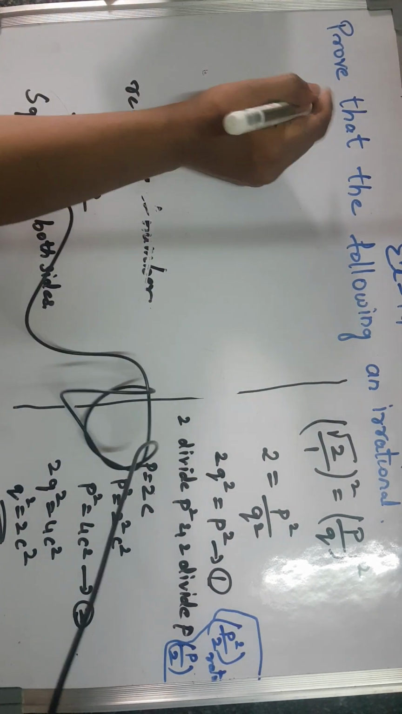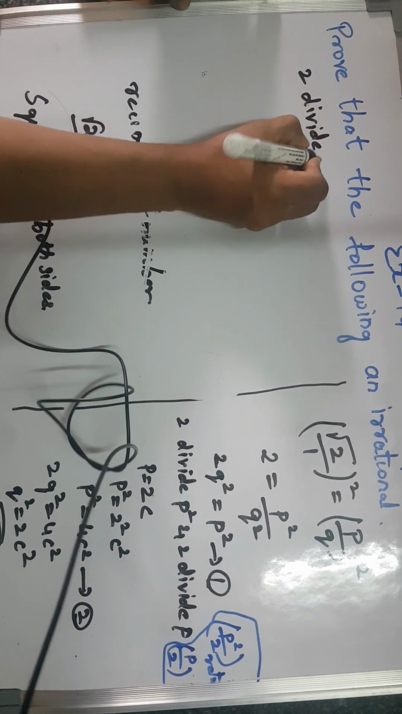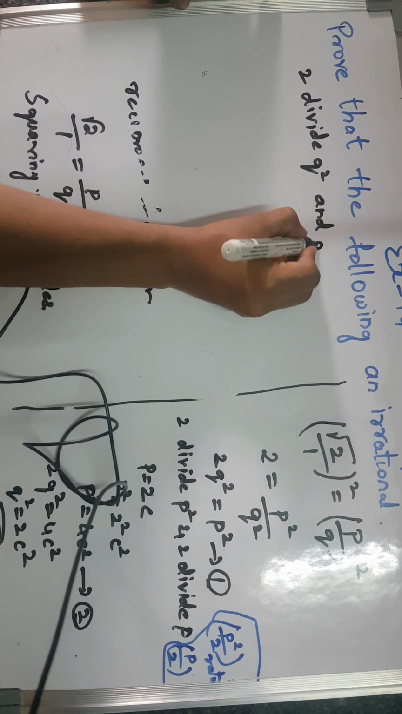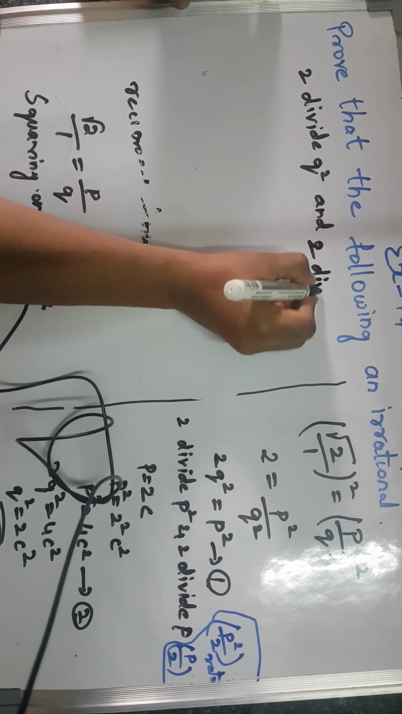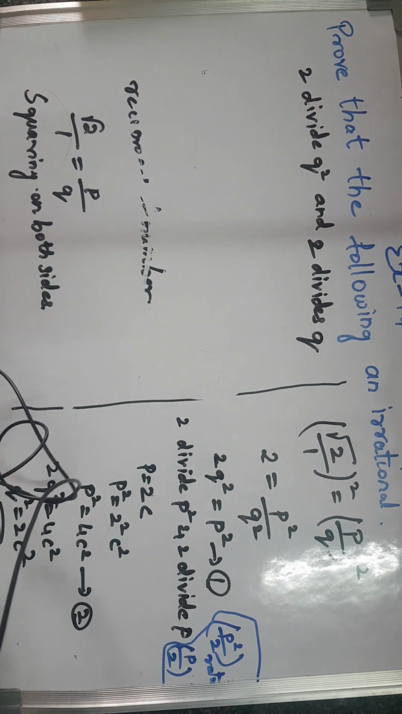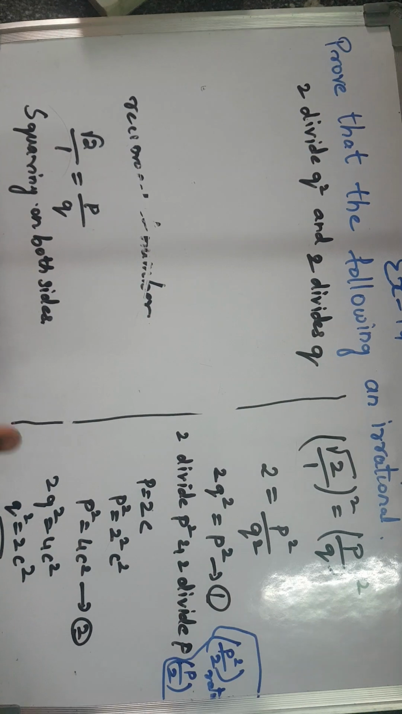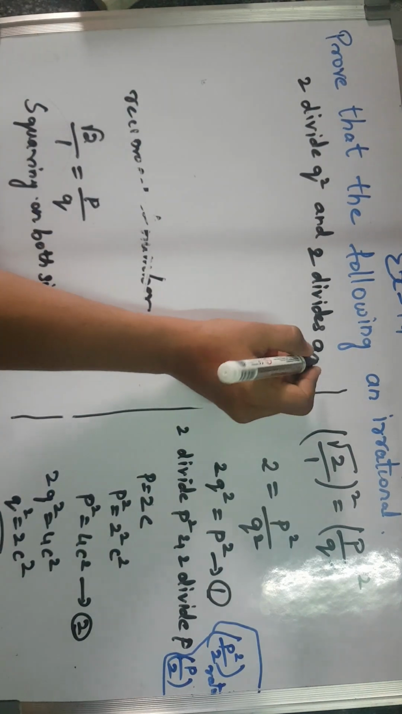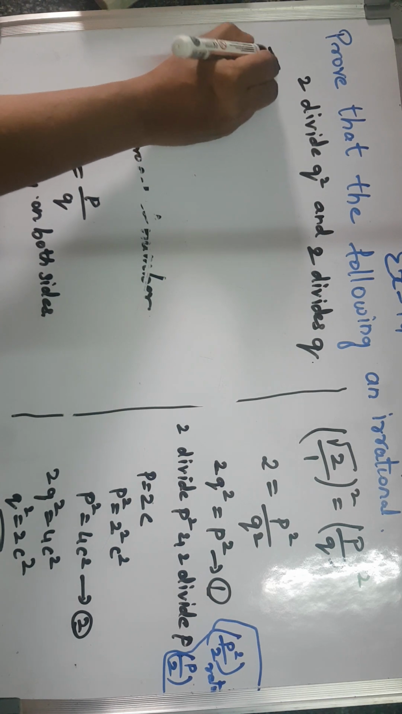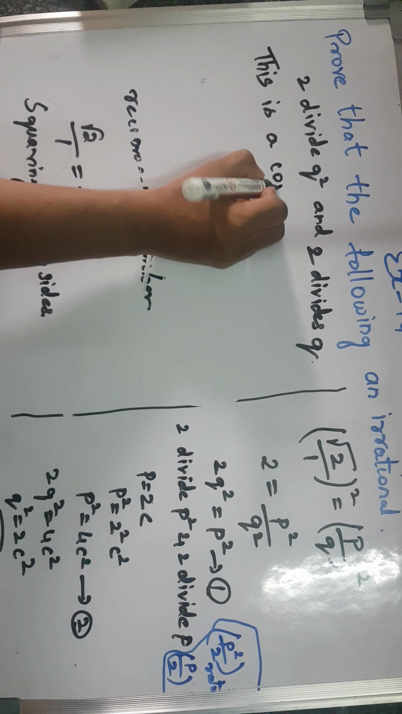Here also we are taking 2 divides q square. That means 2 divides q. Okay, 2 divides q square means 2 divides q. That's why, taking that the rational number, this is a contradiction.